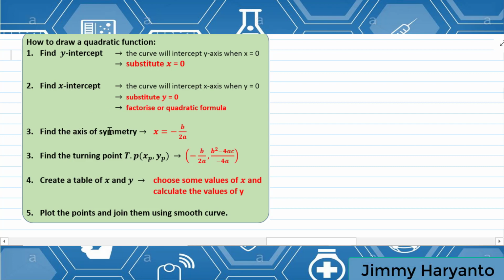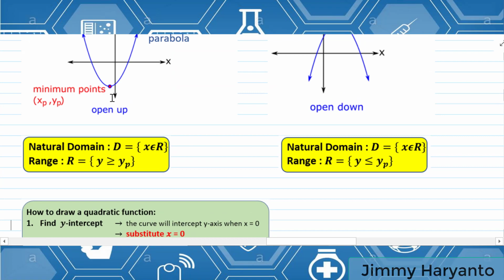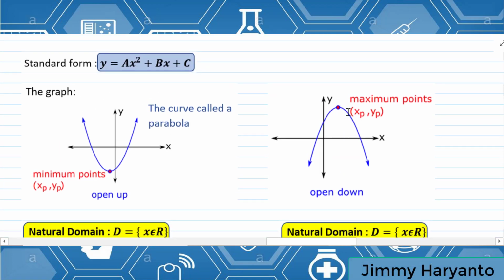Next, number 3, find the axis of symmetry. I will explain to you what the axis of symmetry is later when we draw the curve. For this moment, you only have to know the formula x equals to negative b over 2a. This should be number 4, not number 3. Number 4, find the turning point. Turning point xp, yp, this one, minimum point, maximum point.